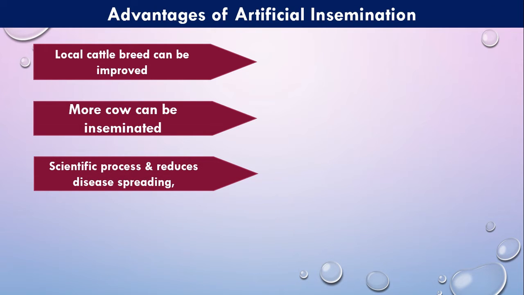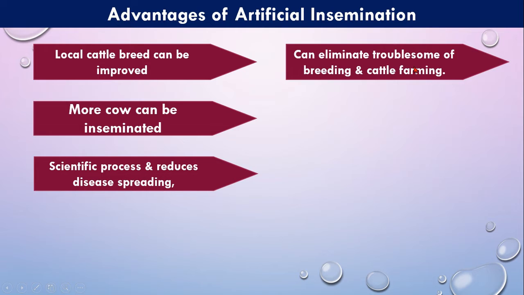Next one is a scientific process and reduced disease spreading. That means in this process the improved cow doesn't have any contact with the local breed. That is why, in this scientific process, the spreading of disease will be less. It can eliminate the troubles of breeding and cattle farming. In the natural process some problems will be created, but in the artificial method this type of problem will not be created.